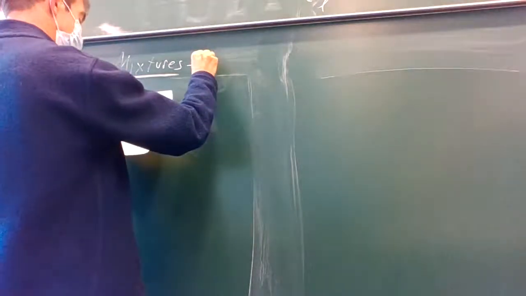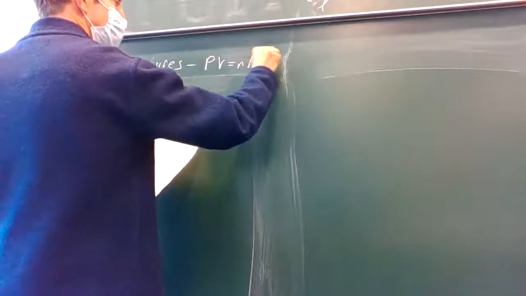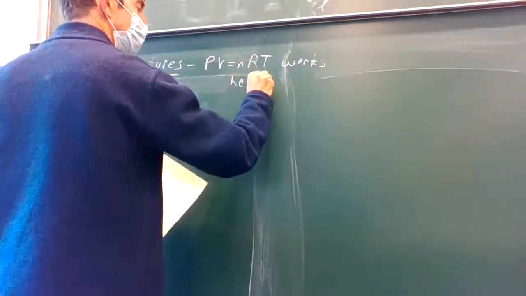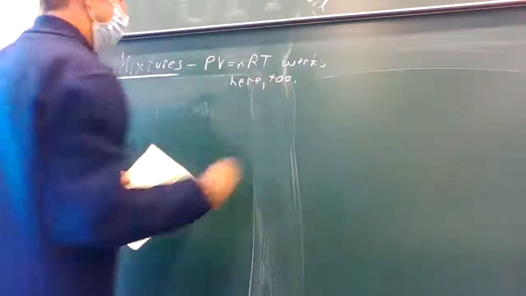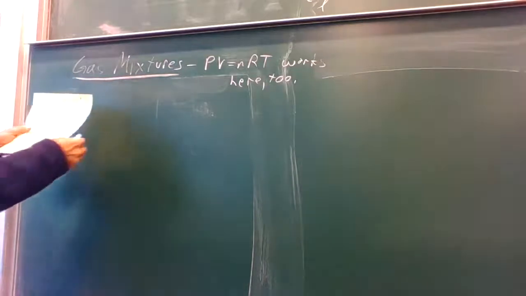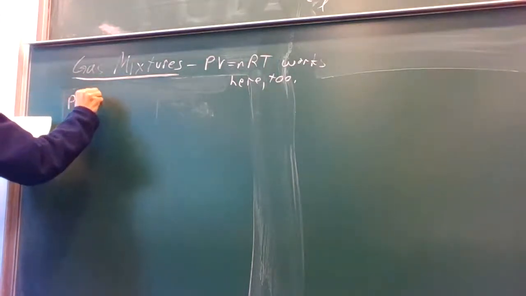Okay, for gas mixtures, PV = nRT works here too. So if it's a mixture of 2 or more gases, don't worry, PV = nRT also works. Here's why, because we have this thing with gases called a partial pressure.